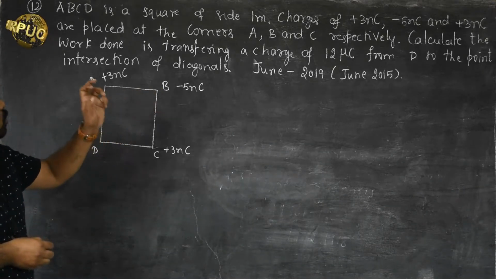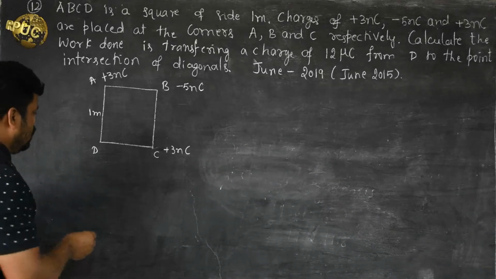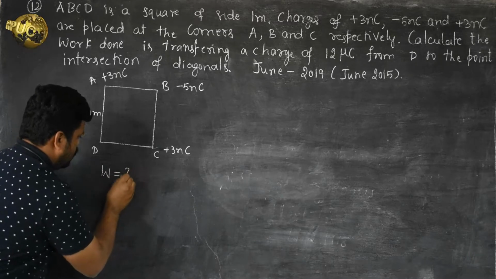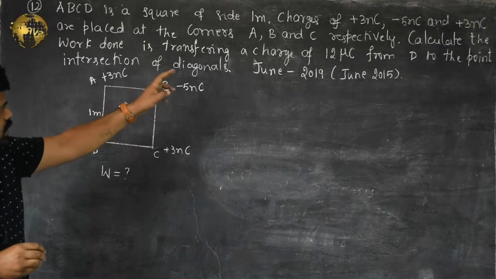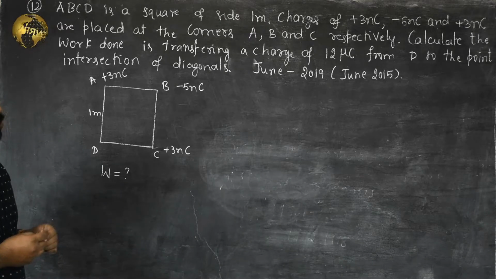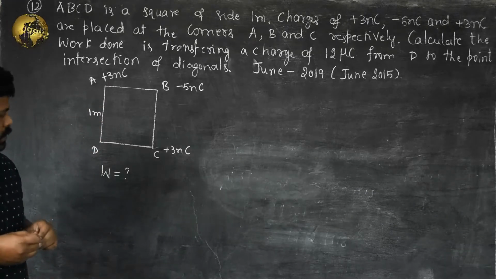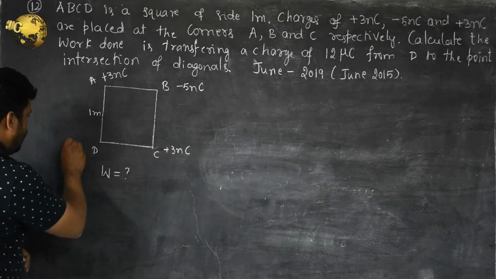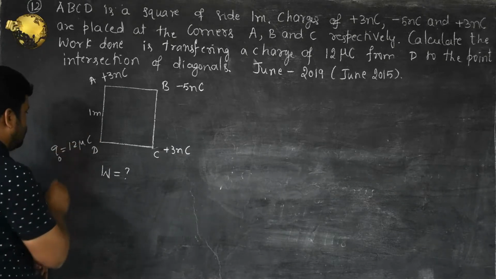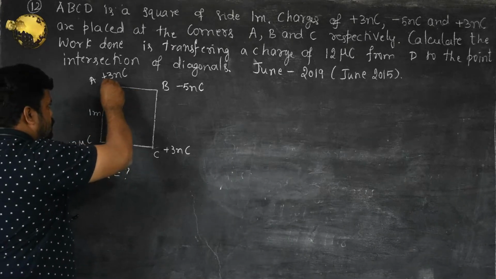Respectively. Calculate the work done. So what we need to calculate? We need to calculate the work done in transferring a charge of 12 microcoulomb from D to the point of intersection of diagonals. So from here we have to transfer the charge, I call it Q naught, from D to the intersection of diagonals.